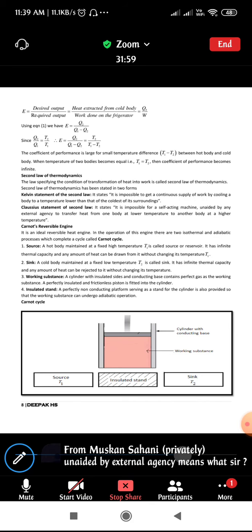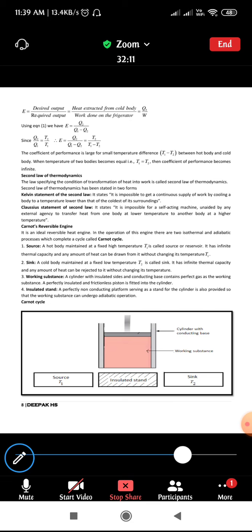Unaided by an external agency means some external work has to be done. That is the meaning of that, unaided by an external agency. Some external work has to be done. Without that work done, you cannot make heat flow from a lower body temperature to a higher body temperature.